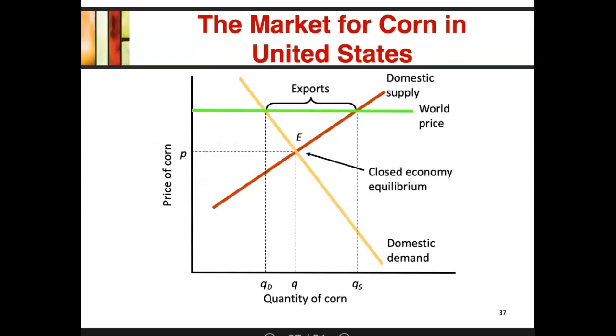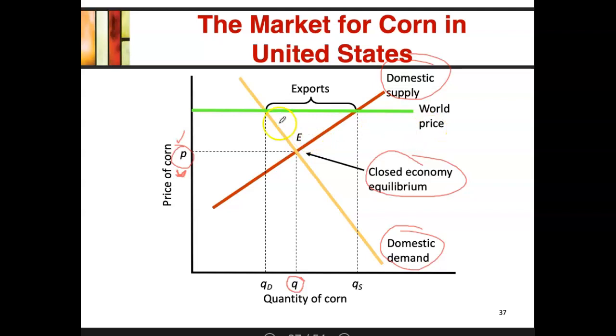Okay. So suppose we have a country, with domestic demand, which is downward sloping, and domestic supply, which is always upward sloping. We have the equilibrium price in this economy. Assuming it is a closed economy, the price of corn in this market is just going to be P, and the equilibrium quantity is just going to be Q, okay?